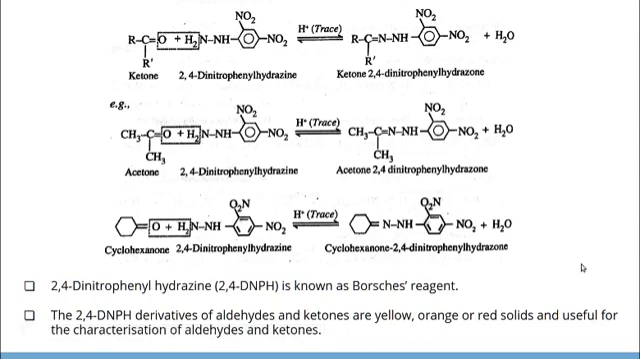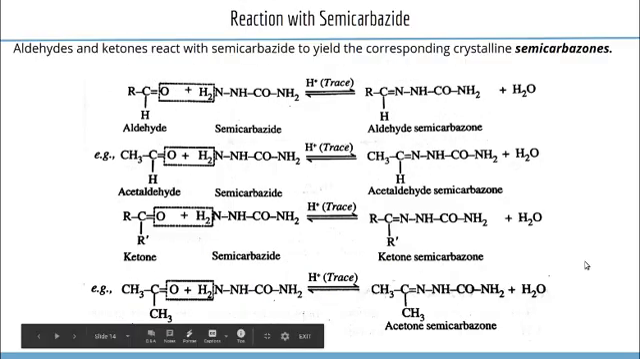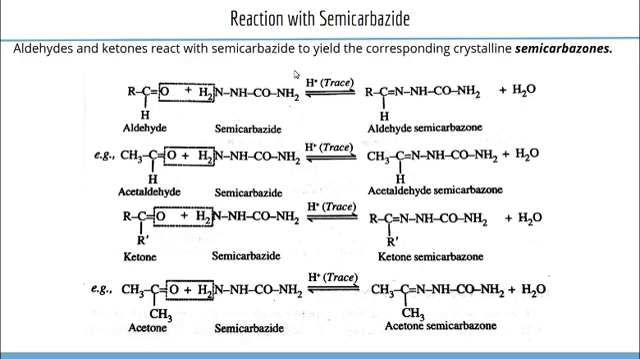So this is about the condensation reaction with hydrazines. Different types of hydrazines are the simple hydrazine, then phenylhydrazine, then the last one is DNPH, 2,4-DNPH or Brady's reagent. Next is the condensation reaction with semicarbazide. Semicarbazide has the formula NH2NHCONH2. Aldehydes and ketones react with semicarbazide to yield the corresponding crystalline semicarbazones.